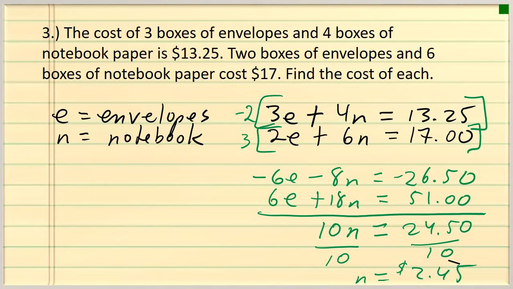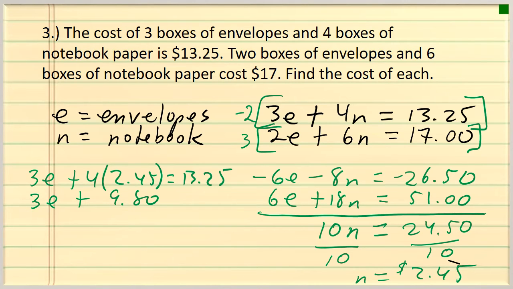Since notebooks cost $2.45, I can now go back to one of my equations, doesn't matter which one, and I can solve for E. So 3E plus 4 times 245 equals 1325. 4 times 245 is $9.80. So 3E plus $9.80 equals 1325. Subtract 980 from both sides.